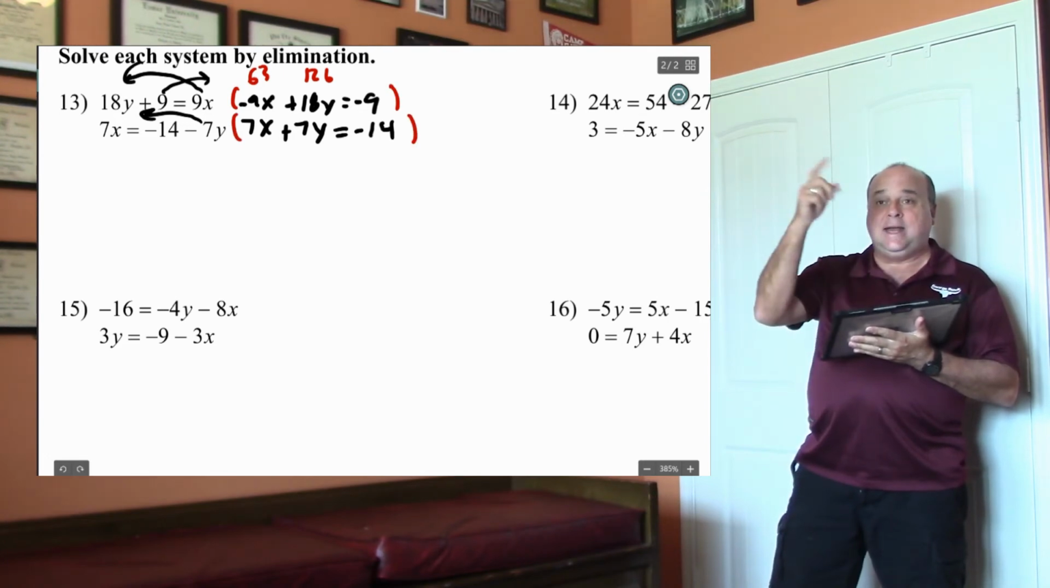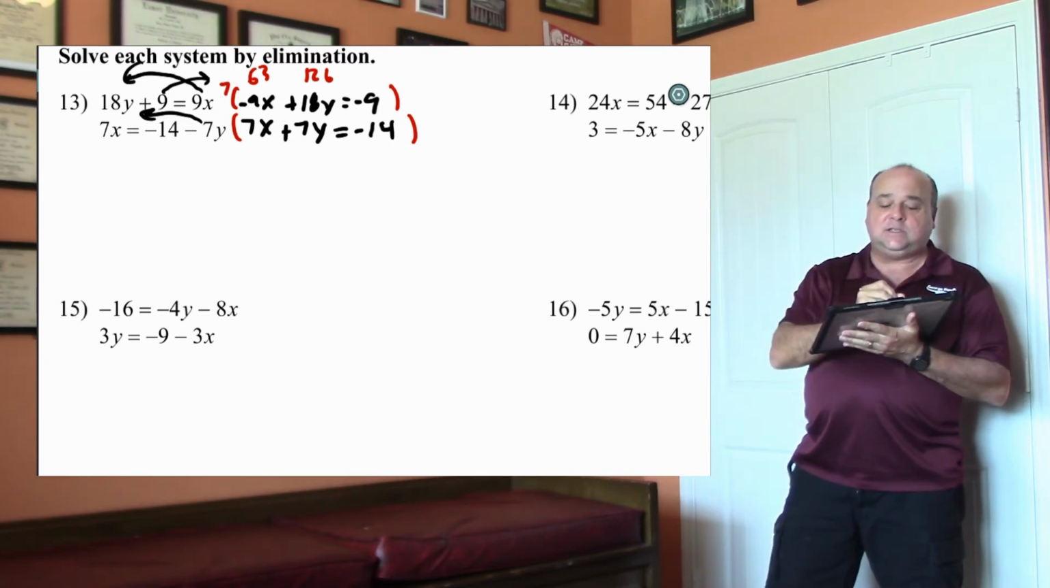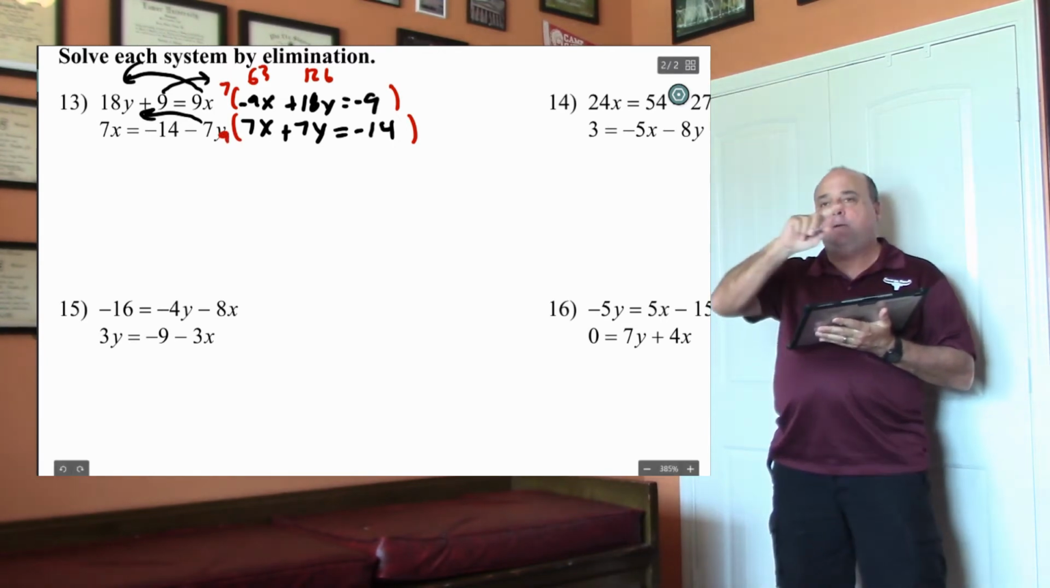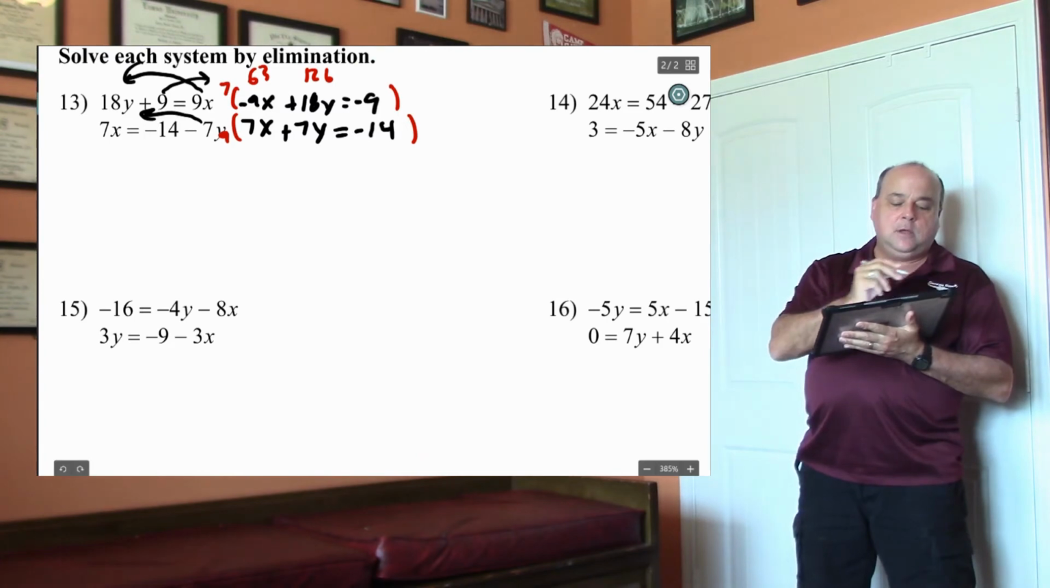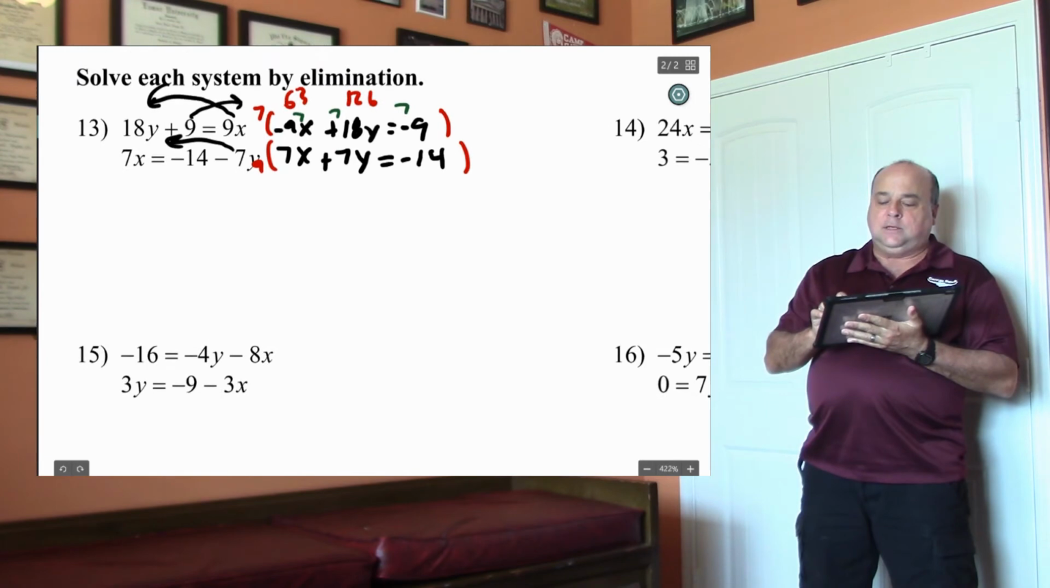So what do I multiply 9 by to get 63? I multiply it by 7. What do I multiply 7 by to get 63? I multiply it by 9. I'm going to distribute those and do the math. So on the top one, I'm going to distribute 7. Okay, let me zoom in some more.